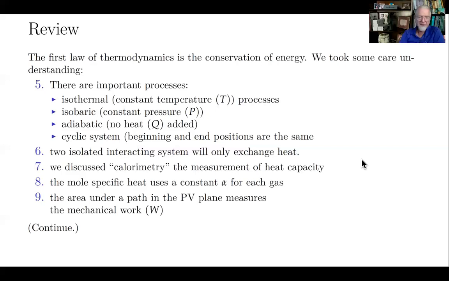And we discussed calorimetry, the measurement of heat capacity, the mole specific heat using a constant alpha for each gas. The area under a path in the PV plane measures the mechanical work. So a path can be saying what is happening in the PV plane, and the area under that measures the mechanical work.